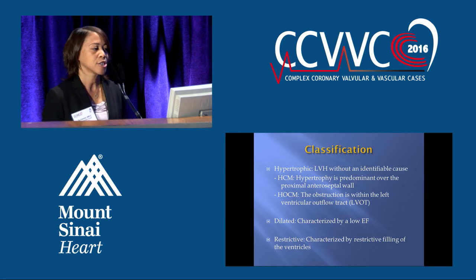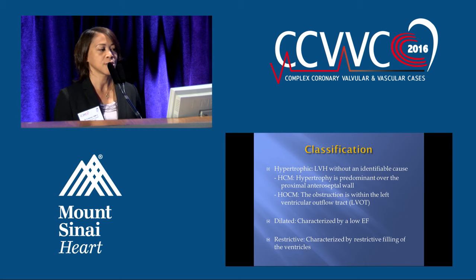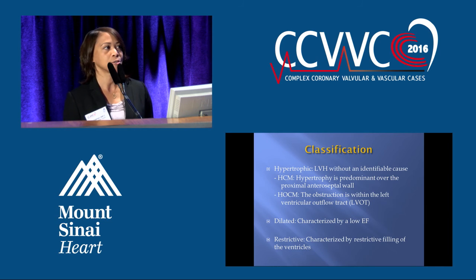So for classifications, we have hypertrophic, which is left ventricular hypertrophy without an identifiable cause. Hypertrophy is predominant over the proximal anteroseptal wall. For hypertrophic obstructive cardiomyopathy, the obstruction is within the left ventricle outflow tract, or LVOT. For dilated cardiomyopathy, it's characterized by a low EF, and restrictive cardiomyopathy is characterized by restrictive filling of the ventricles.